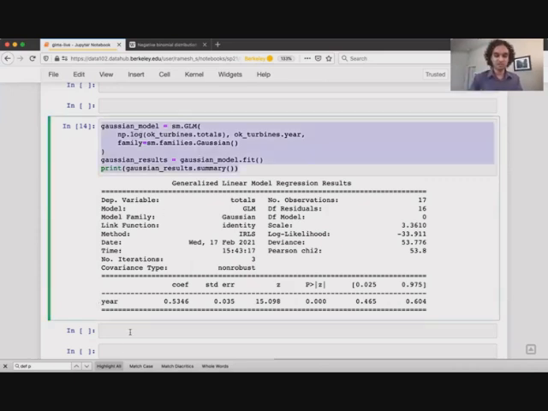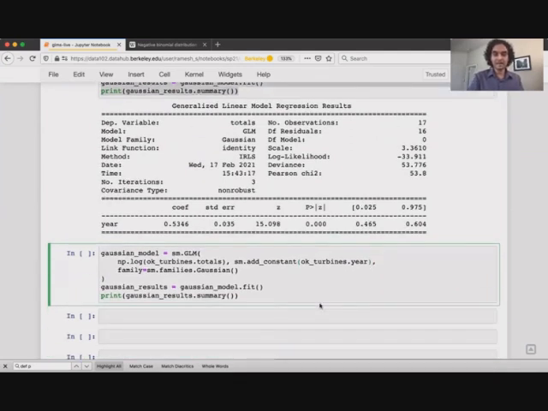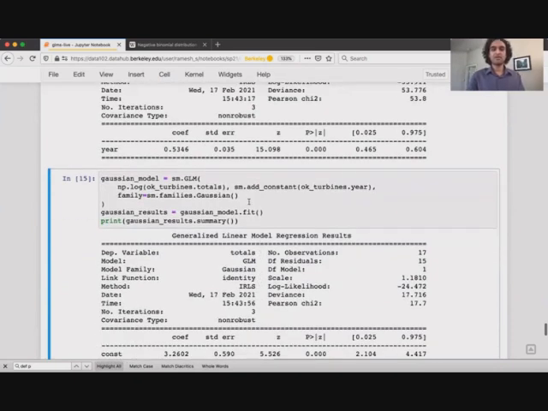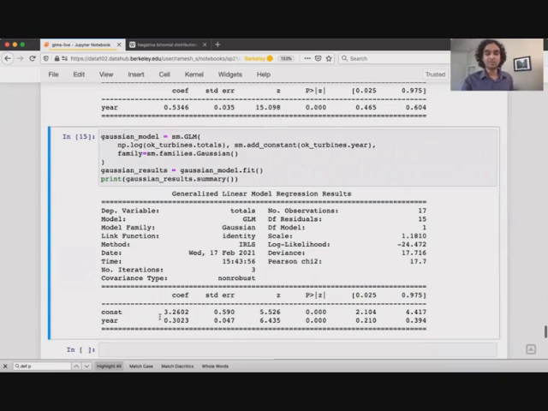And so we actually need to use a statsmodels feature called add constant, where we call add constant on this. And now we create this model, we call .fit, and then we look at the summary. And now we see that, okay, the coefficient for year is equal to 0.3, which kind of matches up with what we did before, right?